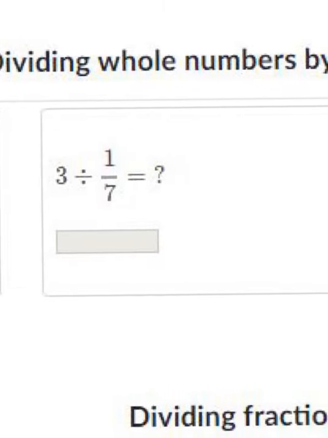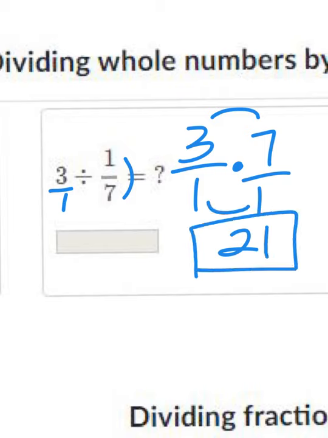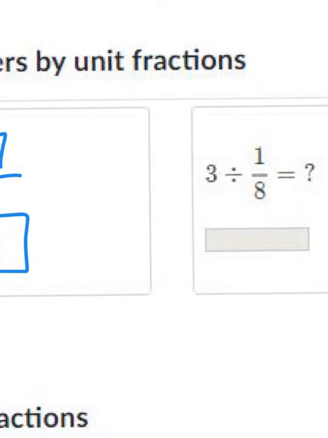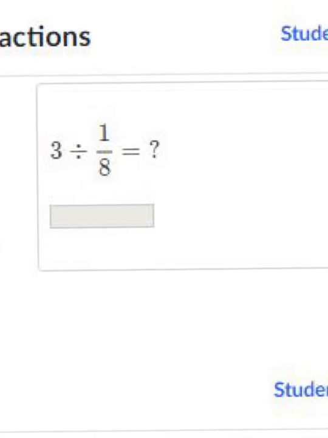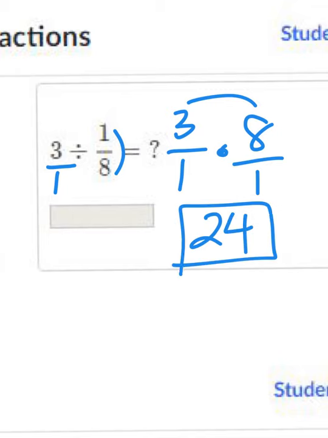Okay, next one. Change that 3 to a 3 over 1. Change to multiplication. The reciprocal of 1 over 7 is 7 over 1. So 3 times 7 is 21. 1 times 1 is just 1, so we can just leave it as 21. And last practice problem. Change that 3 to a 3 over 1. Change to multiplication. The reciprocal of 1 over 8 is 8 over 1. So 3 times 8 is 24. 1 times 1 is just 1, so we're just going to leave it as 24.